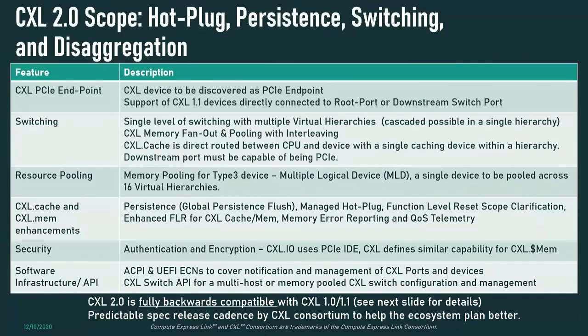We support CXL memory fan out and pooling with interleaving, and we'll see some more of that. CXL.cache in the switching context is a direct route between the CPU and the device. In other words, we do not want the switches to act as intermediary of reinterpreting cache coherency actions. So it's a direct connect for CXL.cache, whereas CXL.memory is easy. You can always interleave directly, and it's just a routing of, hey, address X belongs to this device, address Y belongs to that device. And then the downstream port on the switch must be capable of being a PCI Express port.